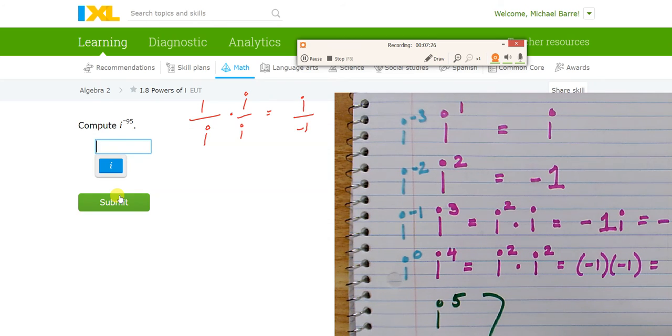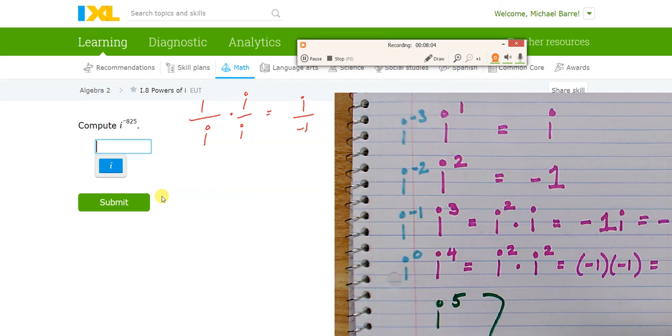Negative 95. Okay, 95 divided by 4 is 23. 23 times 4 is 92. All right, so 92 and 95, the difference is 3. I think this is i to the negative 3, which is i. 46. 46 divided by 4 is 11. 11 times 4 is 44. This is a 46. The difference is 2. It's a negative 2, which means it's a negative 1.